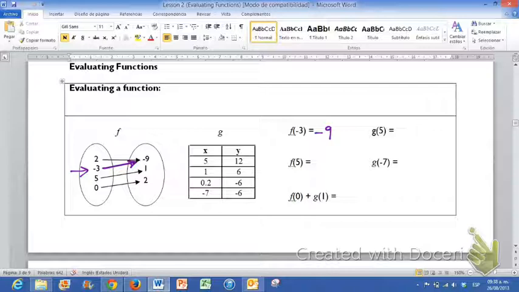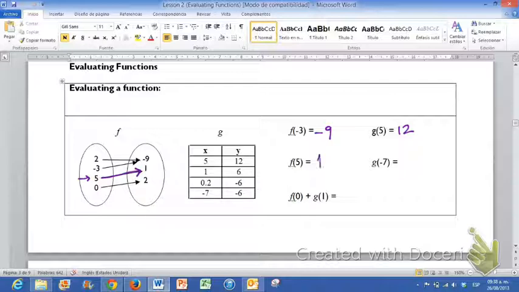g of 5, let's go with g of 5. We go to the function g that is represented by that table. So we have 5, and the corresponding value of y, as the table is telling us, is 12. So this is 12. Now, what is f of 5? What is the value of f of 5? We return to the arrow map, that is f. So we have this value 5, we follow the arrow and it's telling us that it is 1. So f of 5 is 1.